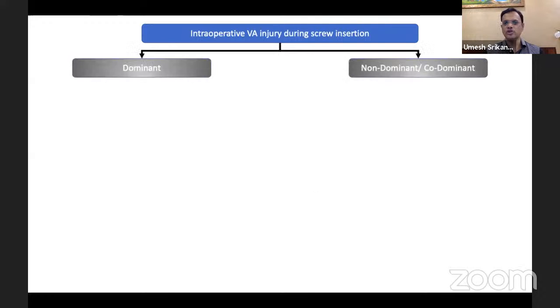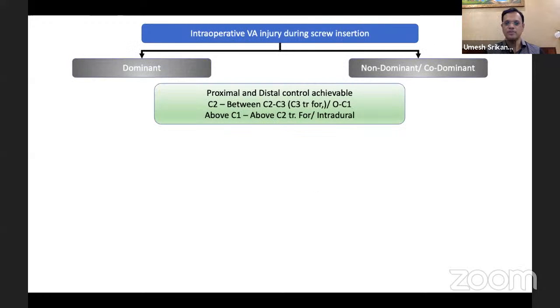Of course, during screw insertion, the decision making is quite simple, because the vertebral artery is injured within the bone.